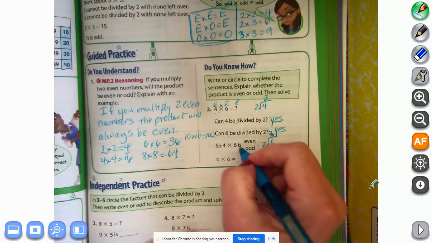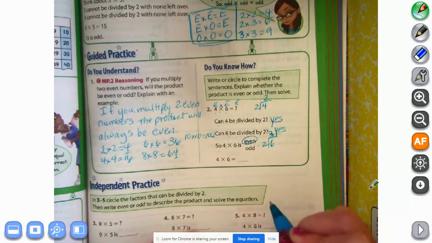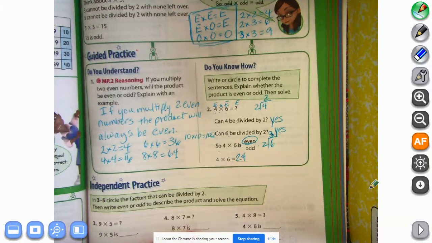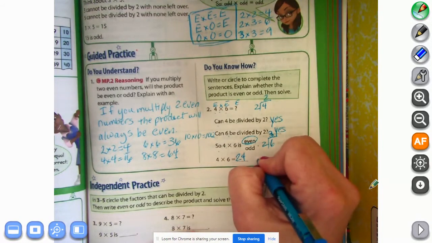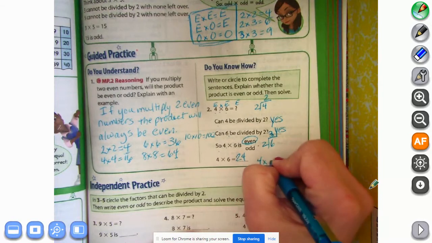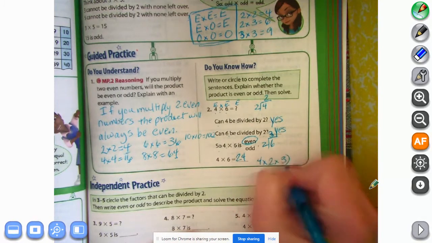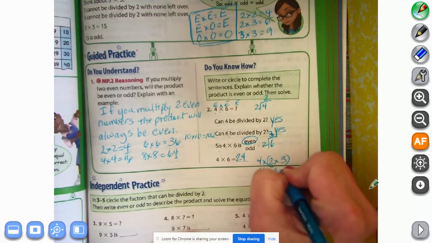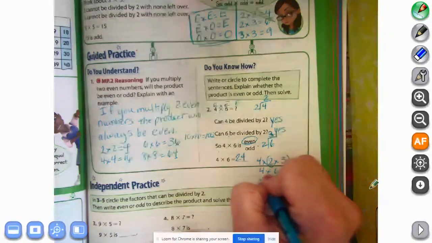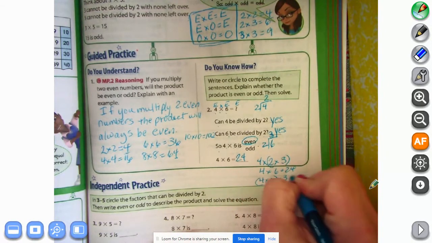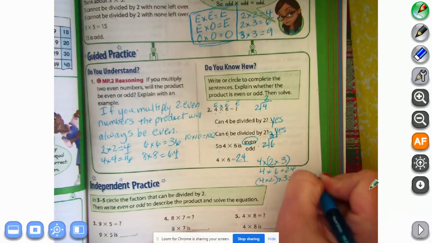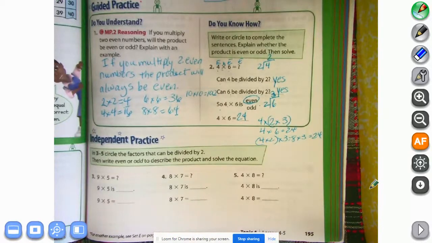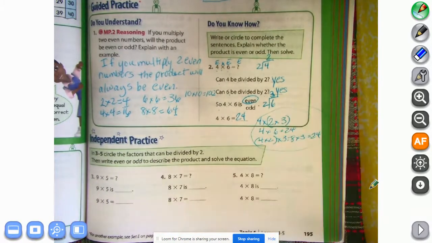So, yes. So, 4 times 6 is even. 4 times 6 is 24. So that could be the same as doing 4 times 2 times 3. That would make 4 times 6. Or we could do 4 times 2 times 3, which would equal 8 times 3, which equals 24. All right. That's just a lot of extra. You don't have to write this part down. This part's just extra right here.